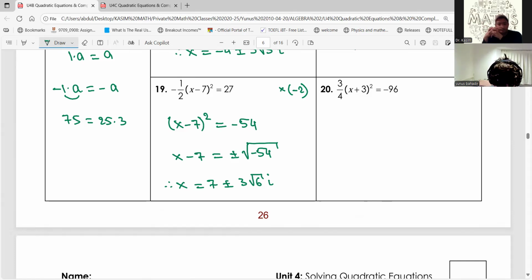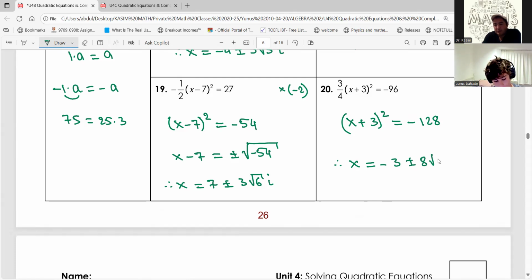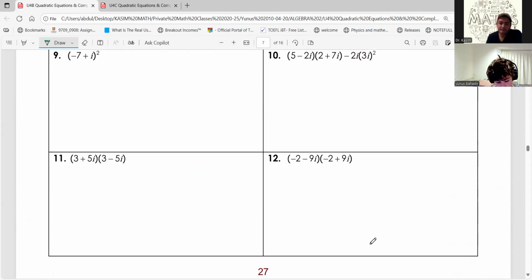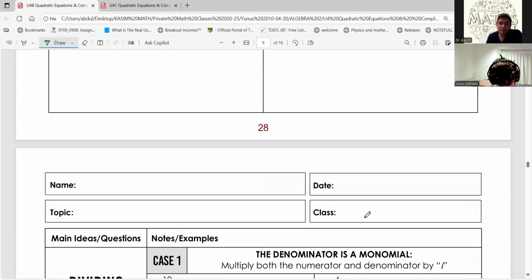Is it x equals -3 plus or minus 8 square root of 2i? But first, if you move this 3 over to the right-hand side, (x plus 3) squared equals negative 128, right? Now from here, x equals negative 3 plus or minus 8 square root of 2i. Good, very good. Let's continue. Homework, similar questions.